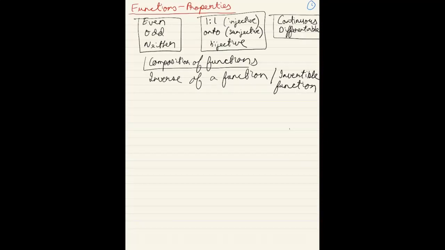We will see how to compose two functions, and we will see what it means for a function to be invertible. So these are fairly abstract concepts, but not really if we look at them through examples. So let's start with the first one, which is even or odd.